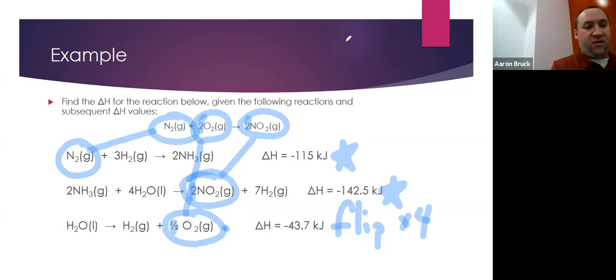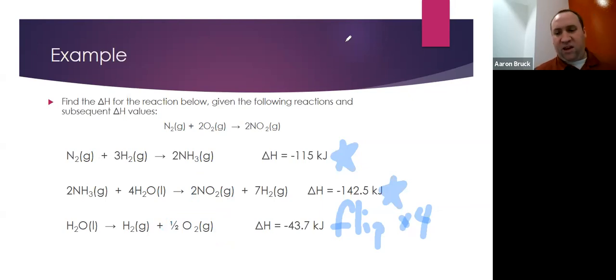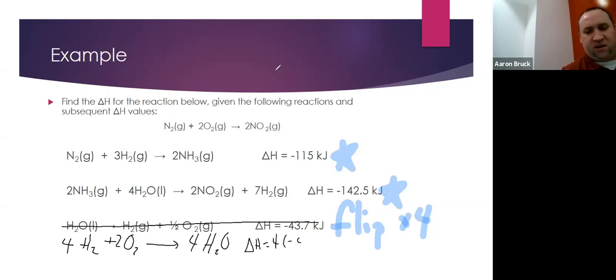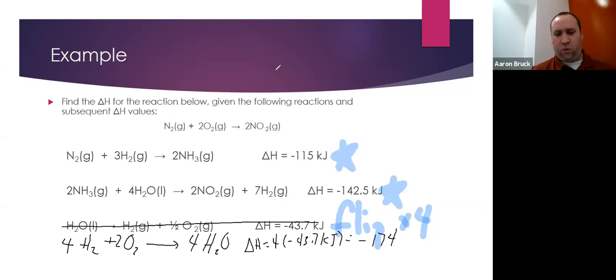So if I take all of that information and use it appropriately, everything's good except for this last one. I'm going to rewrite this last equation using that. So we're going to cross this out. It's going to be 4 hydrogens plus 2 oxygens to make 4 waters. The delta H value is equal to 4 times negative 43.7. And if I get my calculator out, 4 times negative 43.7 would be negative 174.8 kilojoules.